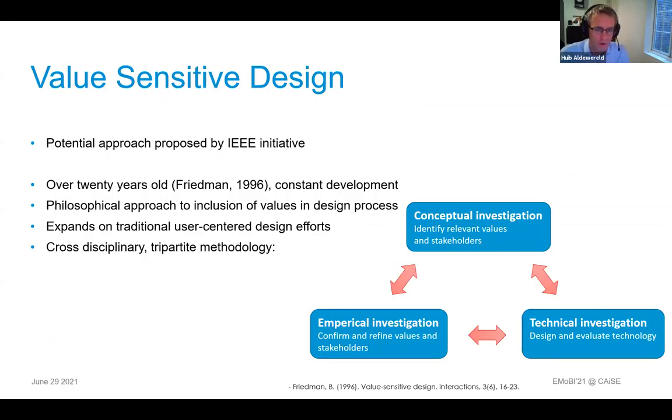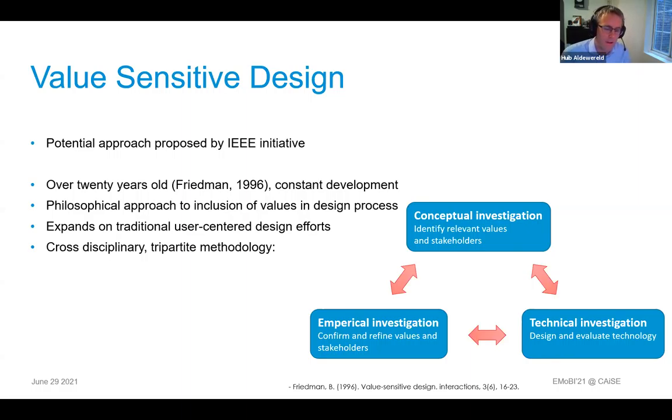It's a philosophical approach to the inclusion of moral values into the design process, and it uses a tripartite methodology, briefly explained here on the right. It investigates the conceptual: the values, the morality that is required for the system to adhere to. The empirical investigation, where it looks at who the direct and indirect stakeholders actually are, what they think are the most important values and in which way these values should be in the system. And the technical investigation, where you look at what technology can do and how technology can be made to adhere to either one of these.